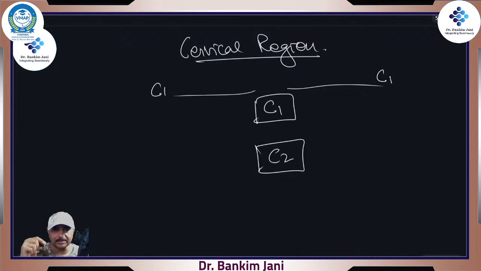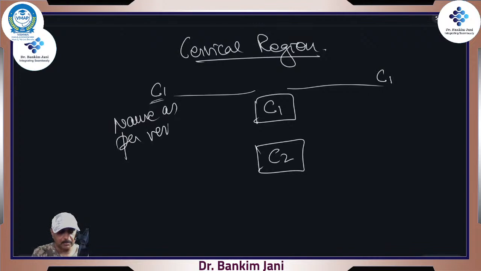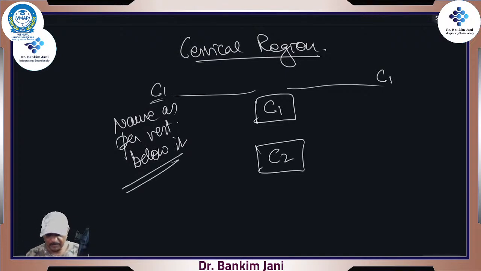A spinal nerve takes its name from the vertebra which is just below it. So when we say C1, it is named as per the vertebra below it. This is true only in the cervical region. Over here, which vertebra is below? C2, so we'll call it C2. Things are good, no complications.